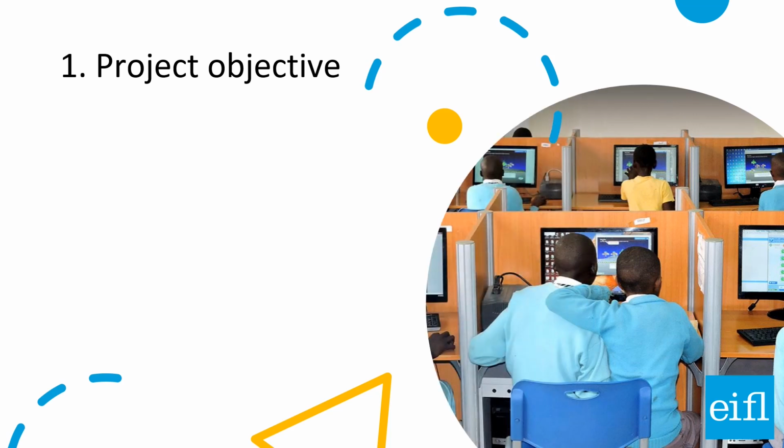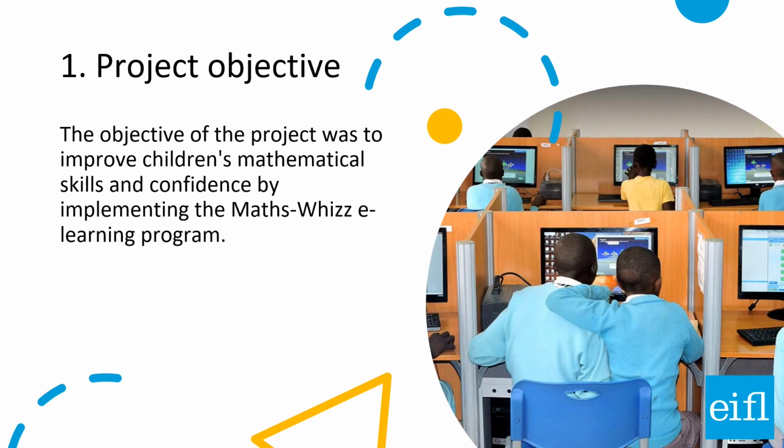First, let's look at the project objective, which is to improve children's mathematical skills and confidence by implementing the MathWiz e-learning program. As you can see, this objective reflects not only the project activities, but also the changes it seeks to achieve, and it is clearly defined, so we have a green light to move on to the next step.